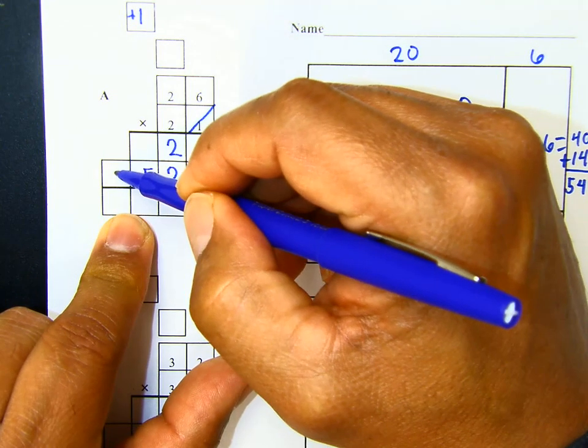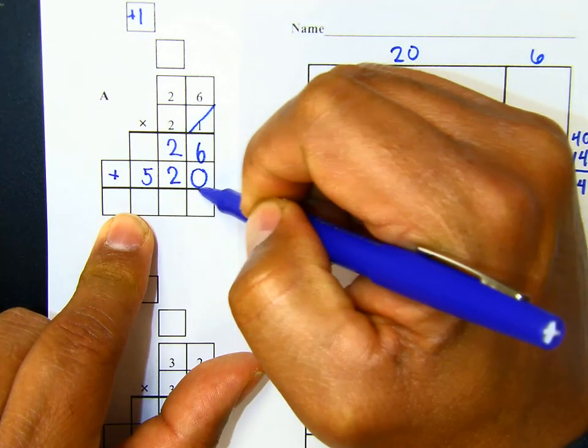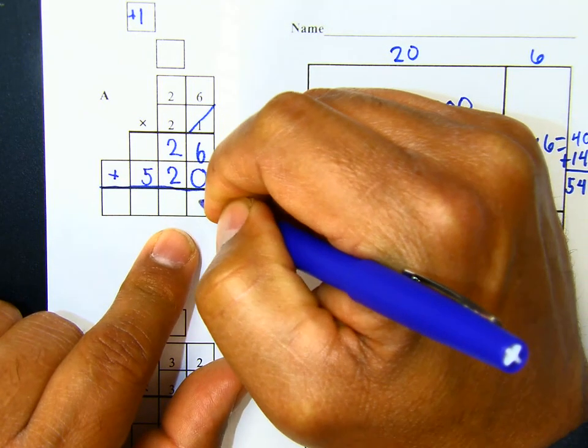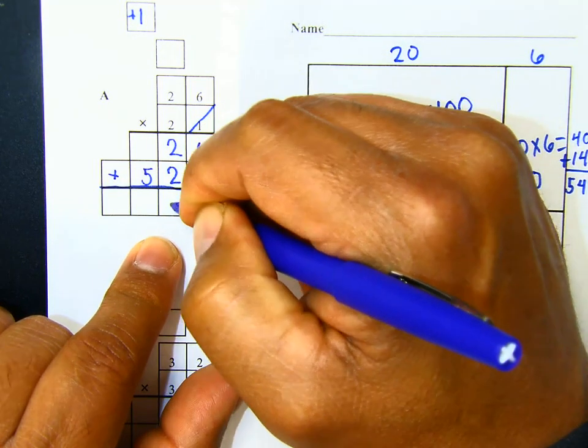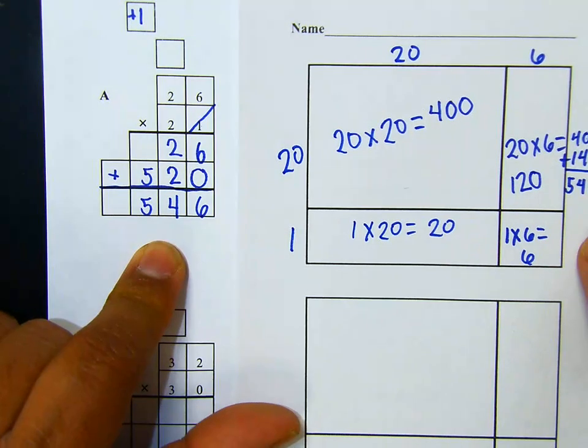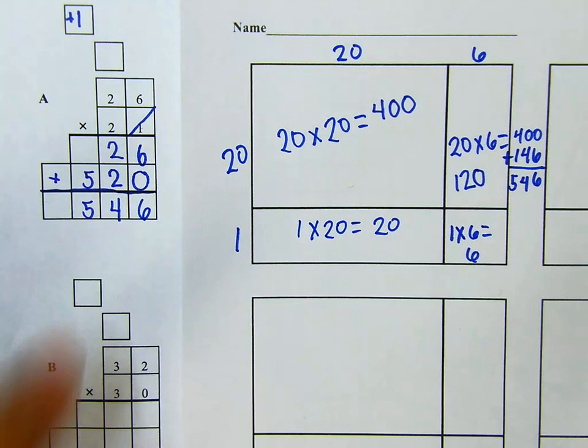And now all we have to do is add our partial products. So 6 plus 0 is 6. 2 plus 2 is 4. And bring down the 5. 546. That checks out.